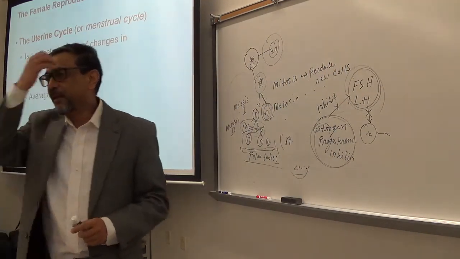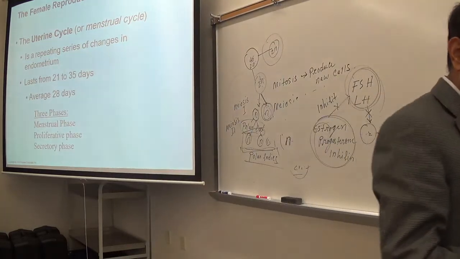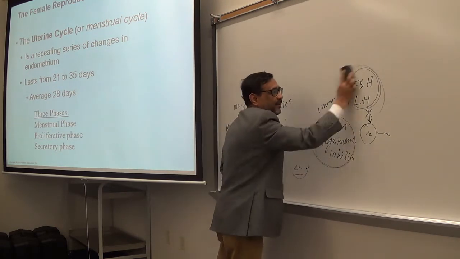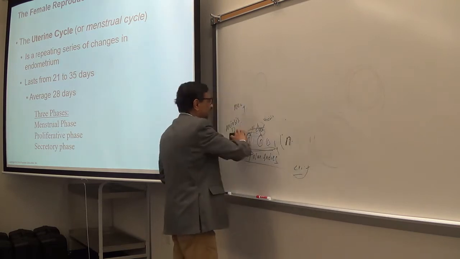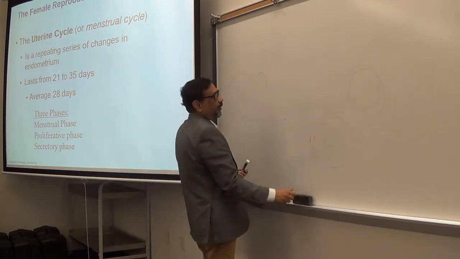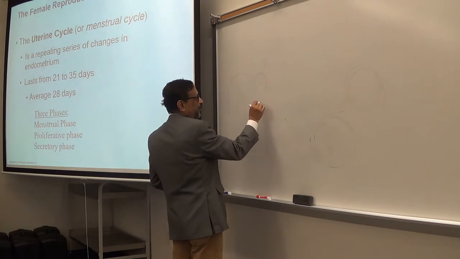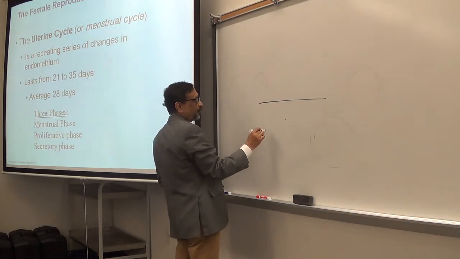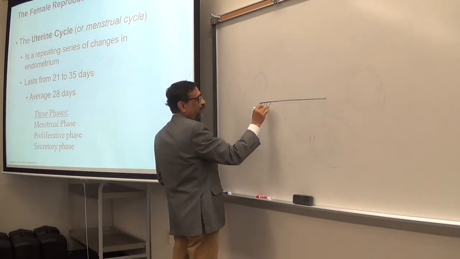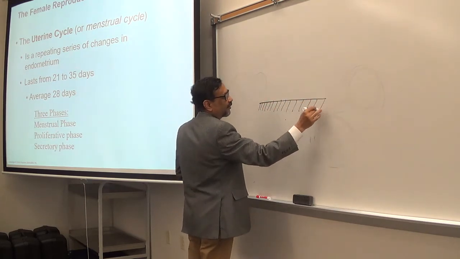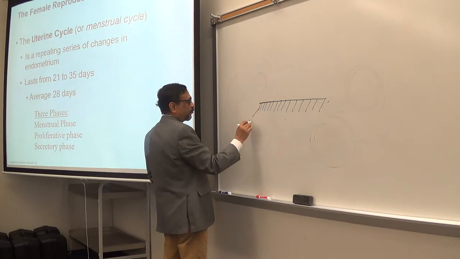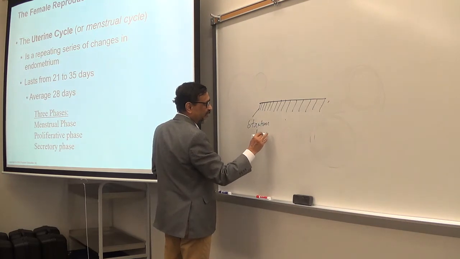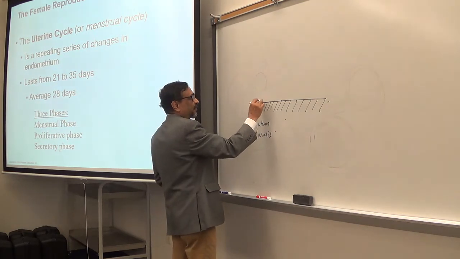Uterine cycle is the changes inside the uterus. That's why it is called uterine cycle, also known as menstrual cycle. In last class I mentioned that the endometrium of the uterus has 2 layers. One is fixed, that is called stratum basalis, and another one is not fixed.